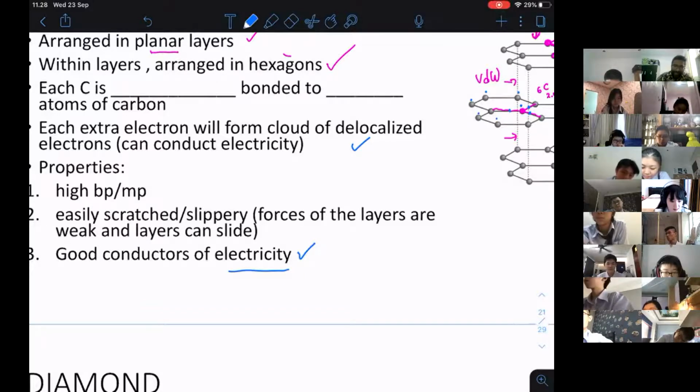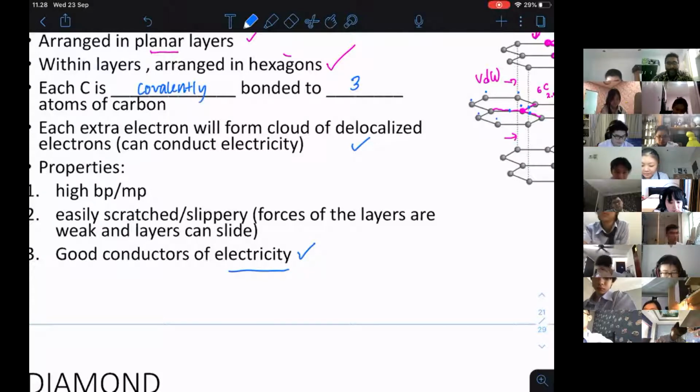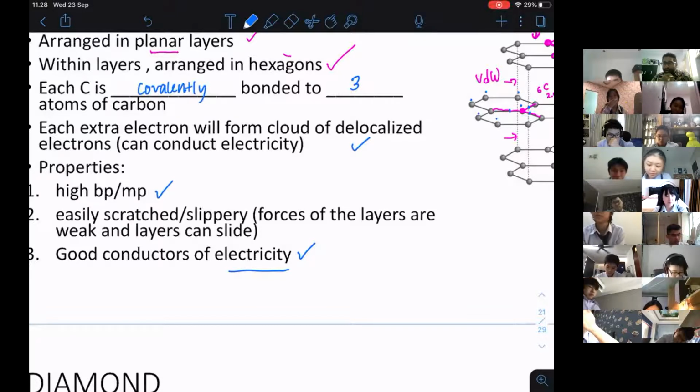So in this case, each carbon is covalently bonded to 3 atoms of carbon. They do have high boiling point and melting point, but when we are talking about giant molecules, please do not talk about van der Waals forces and so on. Anything giant ionic lattice, giant metallic, please do not talk about van der Waals forces, dipole, and so on.